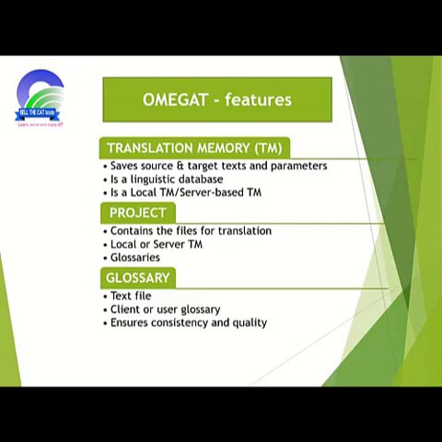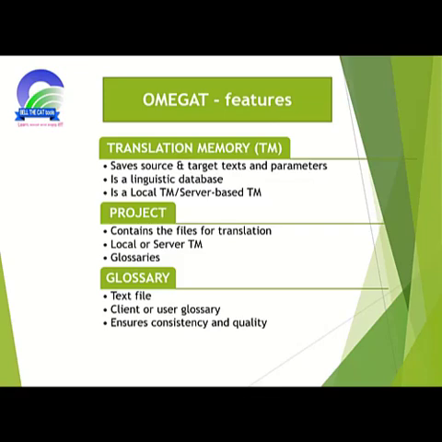What is a translation memory? A translation memory saves your source and target text and some parameters. For example, if you are translating from French to English, French is your source and English is your target language. A translation memory can be a local TM or a server-based TM in OmegaT. It can be saved on your desktop, or if you are handling a team project, that is, working with a set of translators, you can create a shared repository and share the files and TM with your group of translators. The source text, target text, and parameters, for example date of creation and how many times the segment is used, are saved in the translation memory.